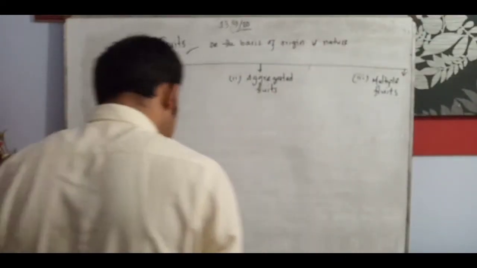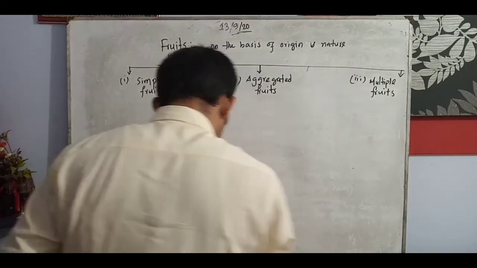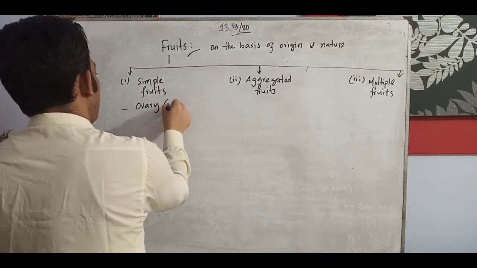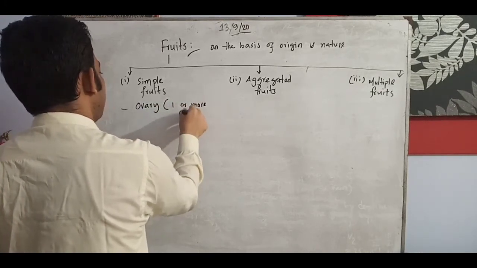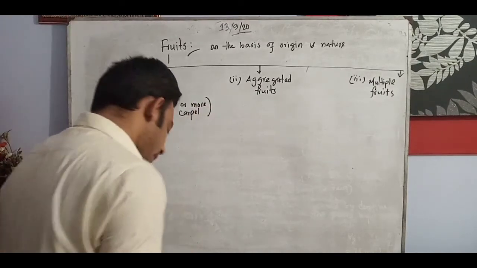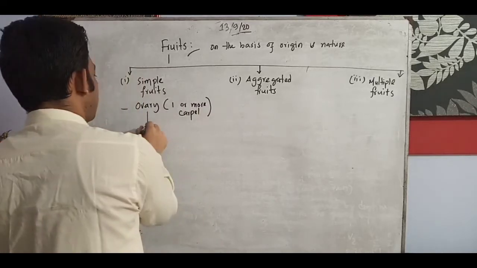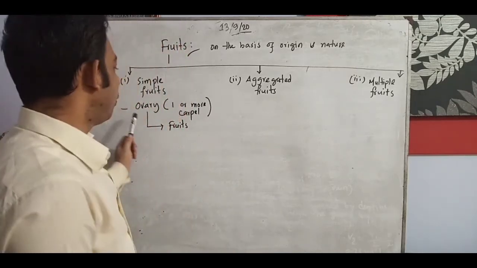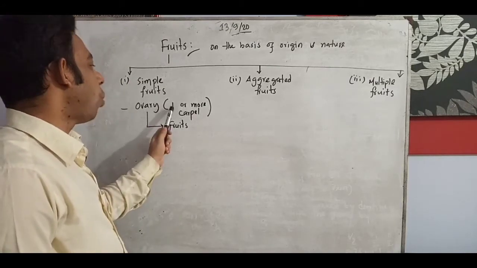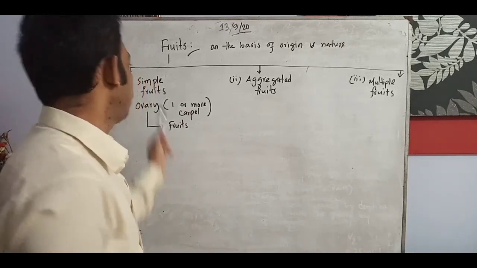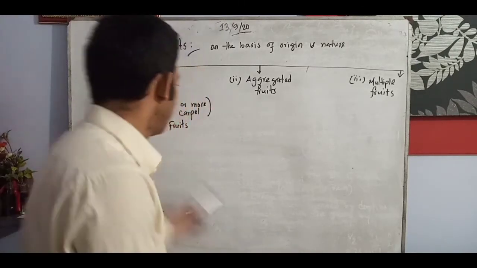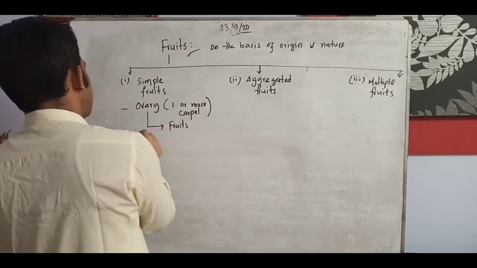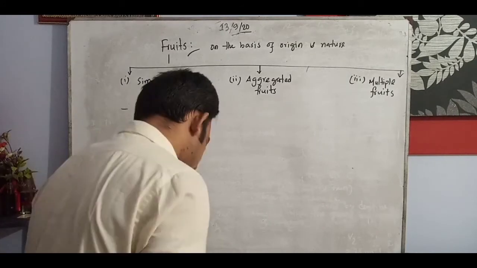Ovary of a single carpel. Look here. Ovary, one or more carpel, single or more than one carpel, when it turns into fruit. I write in short form for understanding and so you do not have to memorize it hard. When the ovary with one or more than one carpel of the flower turns into the fruit, that is the simple fruit. One or more carpels can take part in converting the ovary into the fruit. Simple fruits. Yes, we can write here, the example is the mango. Mango, yes. Then we can also write some more information here.